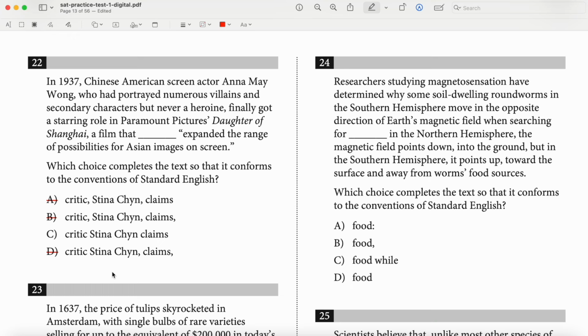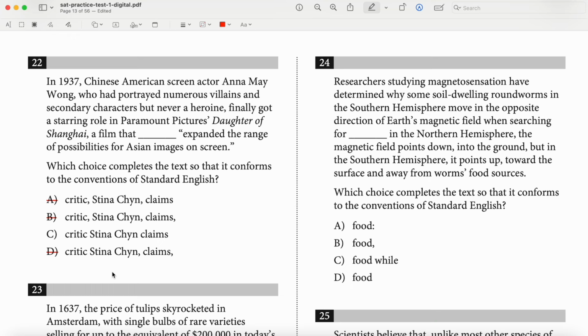Let's look at the others. Researchers studying magnetization have determined why some soil-dwelling roundworms in the southern hemisphere move in the opposite direction of Earth's magnetic field when searching for food. In the northern hemisphere, the magnetic field points. Okay, it doesn't really make sense. What's wrong with that? The comma. It's not that it's an unnecessary pause, but it just doesn't explain why. That's not necessarily an issue. There's a bigger issue with B.